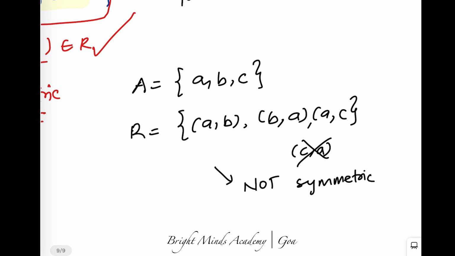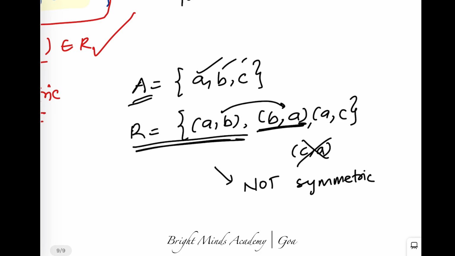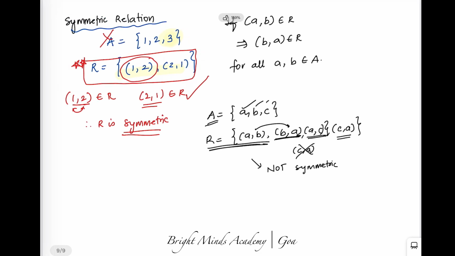I don't care what the other elements in set A are. I'm only interested in what the relations in set R are. So if A comma B is there, B comma A has to be there. Similarly, since A comma C is there, C comma A has to be there for it to be symmetric. So this is the basic thing about symmetric.